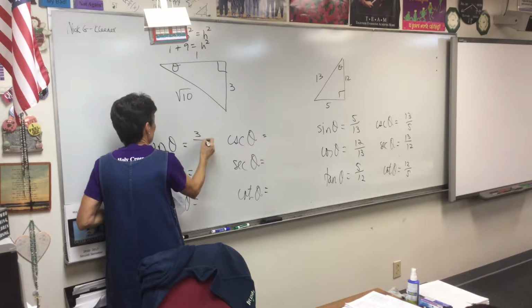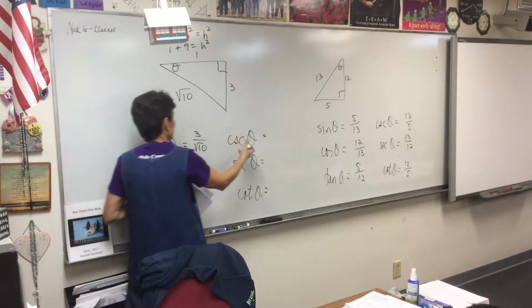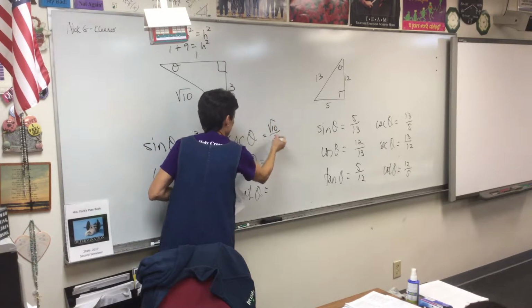3 over 10. 3 over root 10. Meaning my cosecant then is root 10 over 3.